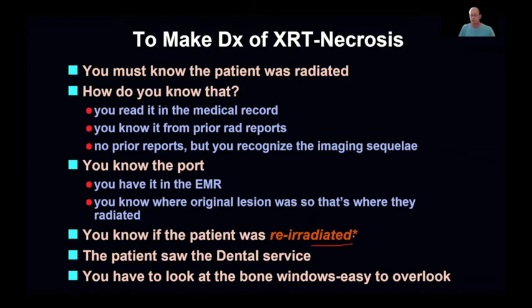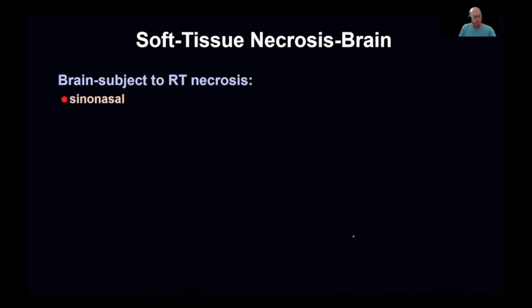You have to force yourself to look at the bone windows. It's easy to omit that. You've excluded tumor recurrence and nodal disease, but you failed to look at the bone window, so it's very easy to forget to do that.